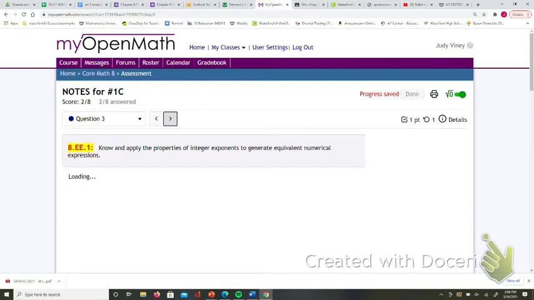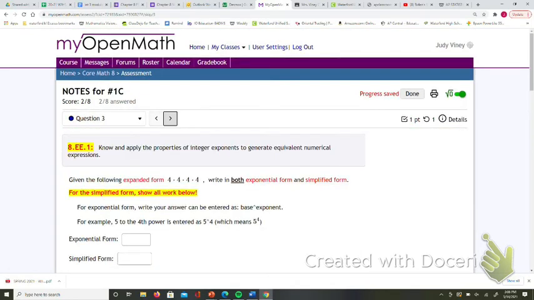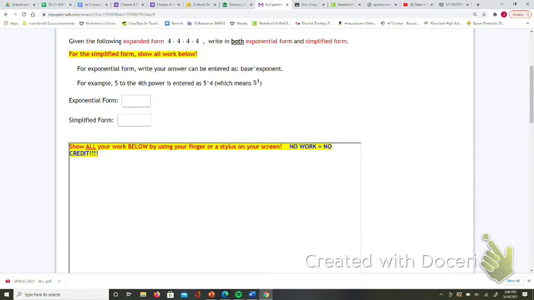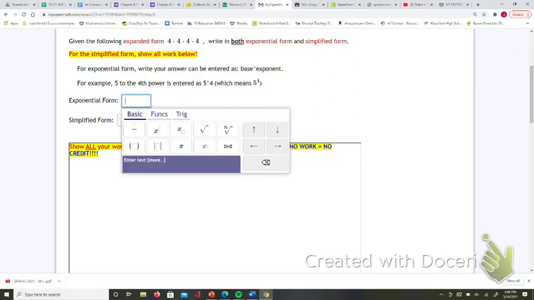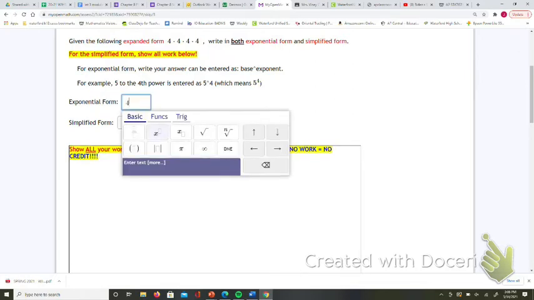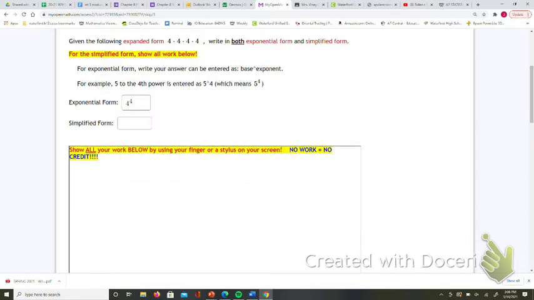Number 3. So number 3, we have 4 times 4 times 4 times 4. So we count the 4s and we have 4 of them. So it's 4, and then we do our exponent to the 4th. Okay, now we need to do it, but remember we have to show the work in the work area. So in our work area, we have 4 times 4 times 4 times 4.